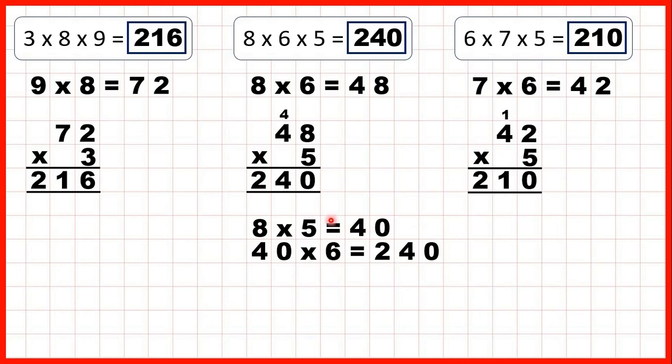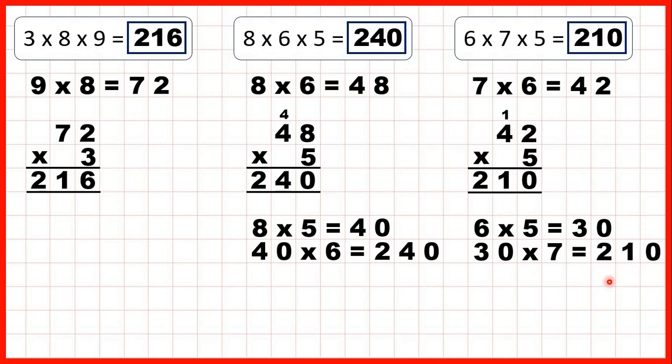But again, like with this question, we could have solved this more quickly if we'd spotted that 6 times 5 is 30. And because 30 is a multiple of 10, because it ends in a 0, we can easily multiply it by the other number, so by the 7, and 30 times 7 gives us the same answer. That's 210, because 3 times 7 is 21, and then if we have an end zero in a multiplication question, we need an end zero in our answer.